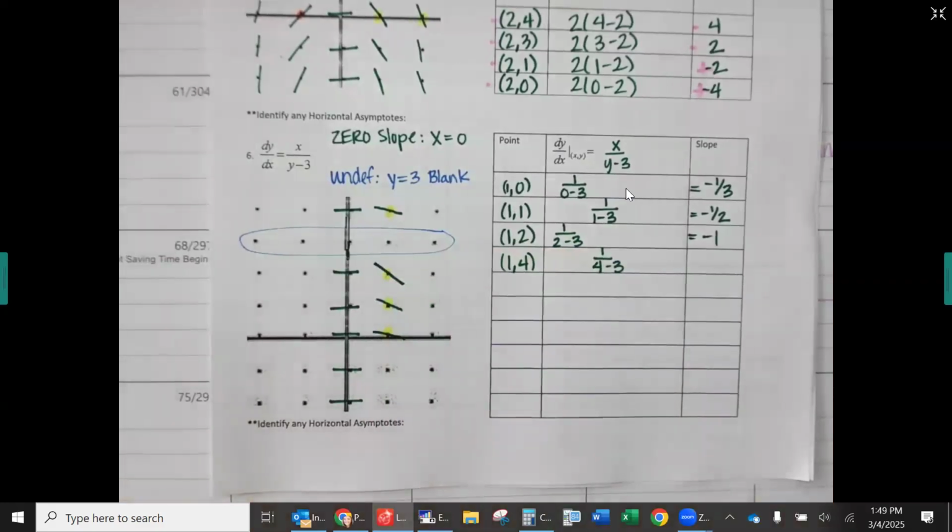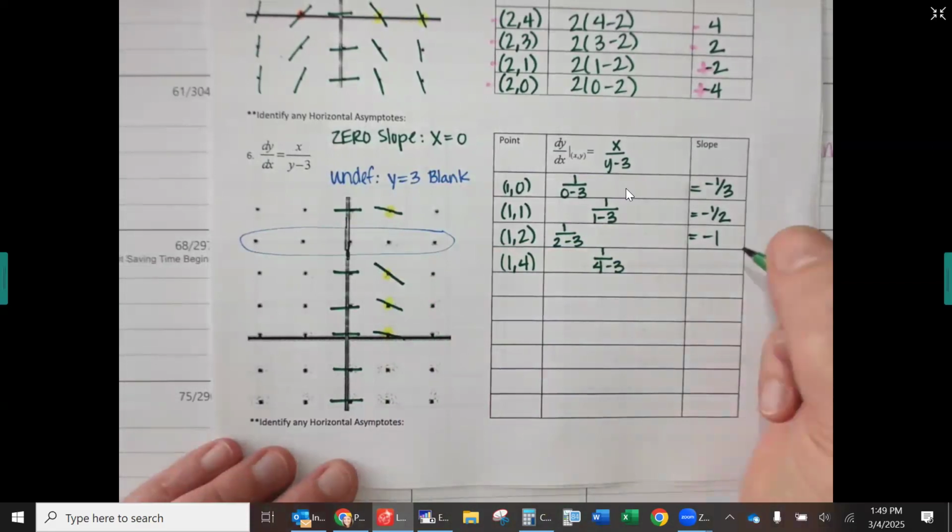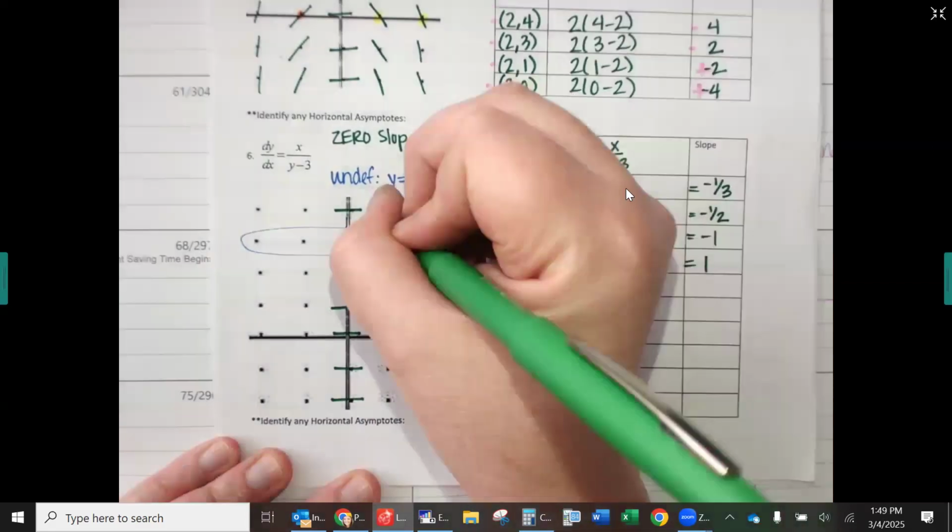And then my 1, 4, this is the one I messed up on. We're going to have to fix it. 4 minus 3 comes out to a 1. 1 divided by 1 is an uphill 1. So it should be like that.